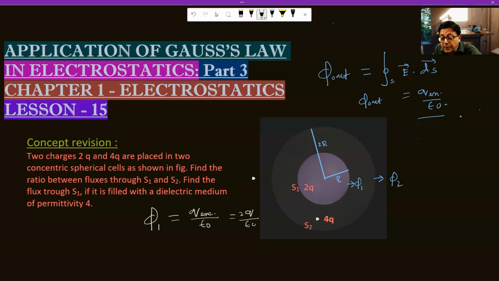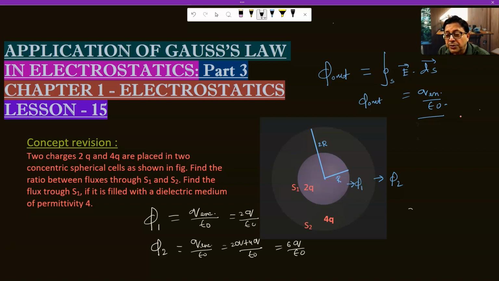but in Gauss law, if you have a Gaussian surface enclosing some charge, then the flux coming out is always Q enclosed by E0. So through the first surface, no doubt about it, it is Q enclosed by E0, that is 2Q by E0. The second surface encloses two charges, 2Q and 4Q. So this time Q enclosed by E0 will be 2Q plus 4Q, which is nothing but 6Q by E0.